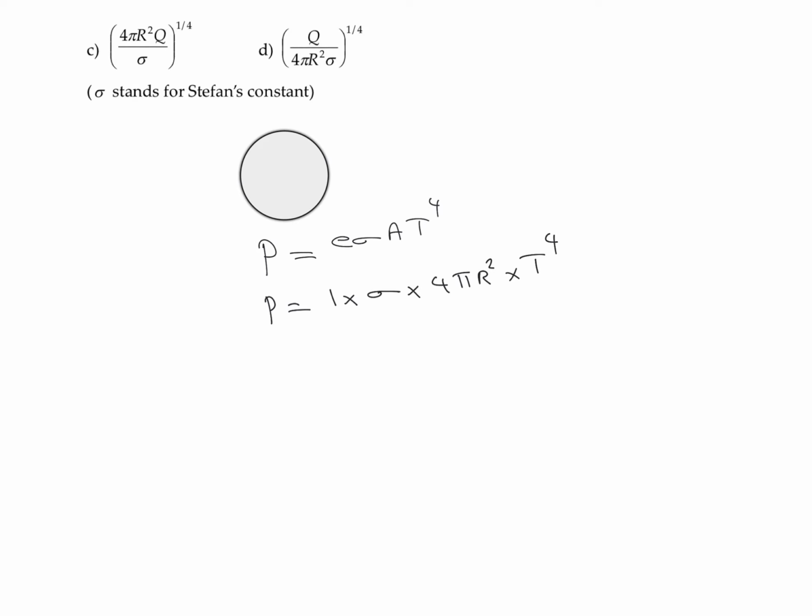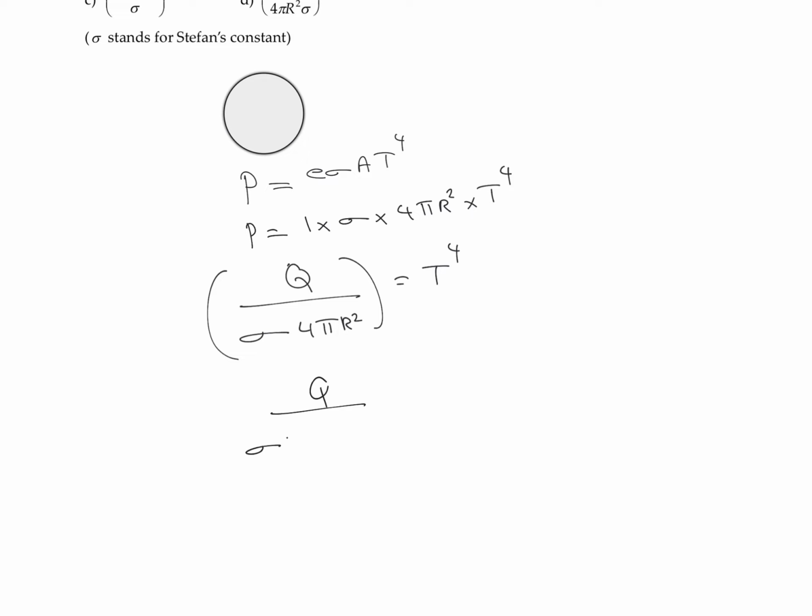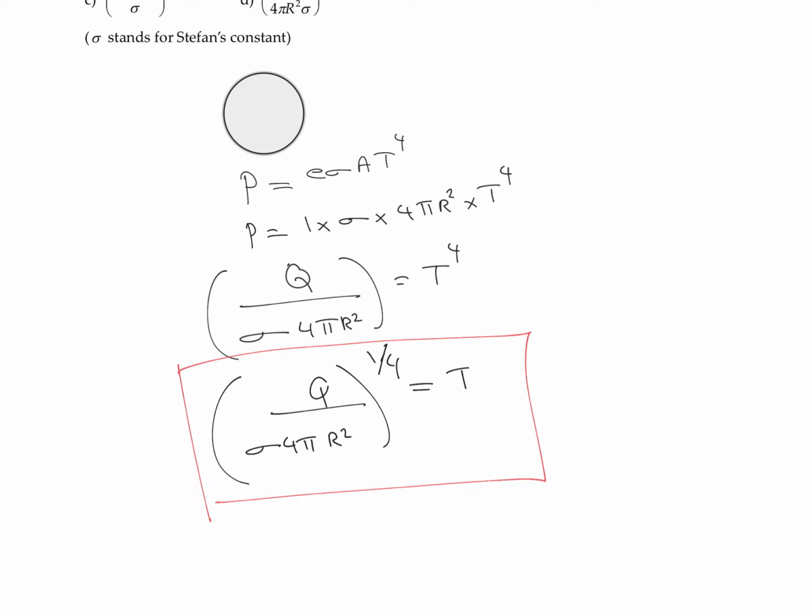So you can write that the power produced, P, is given as Q, which equals sigma times 4 pi r squared times T raised to 4. Now we can take the power of 1 by 4 on both sides. So we can write that Q divided by sigma into 4 pi r squared, raised to 1 by 4, is equal to T. So this is the way we can represent the value of the temperature.